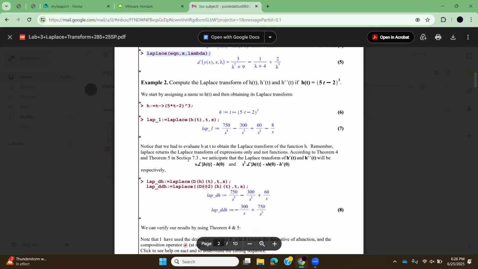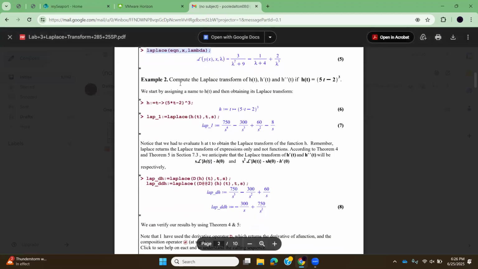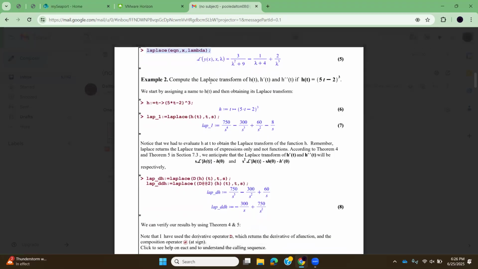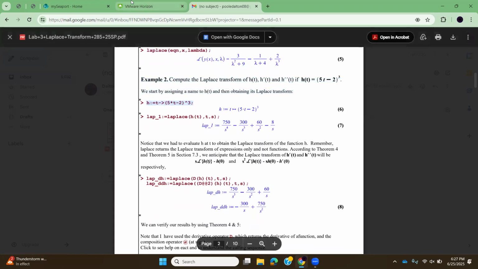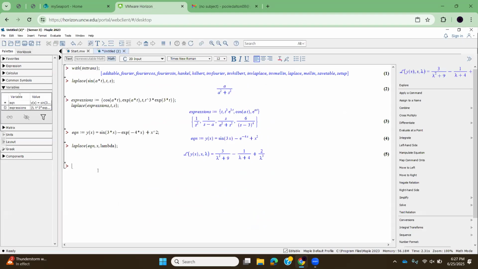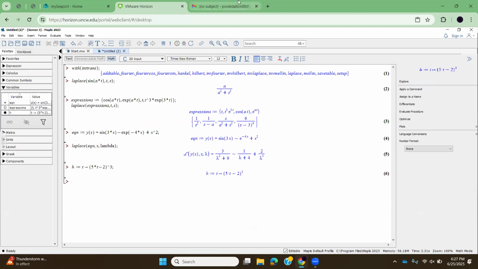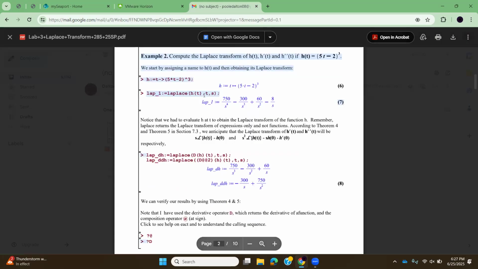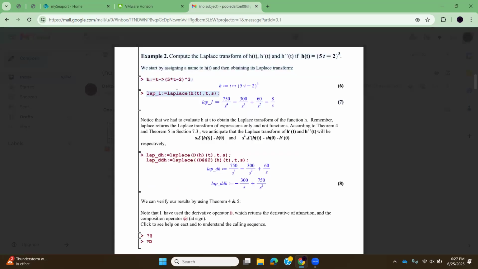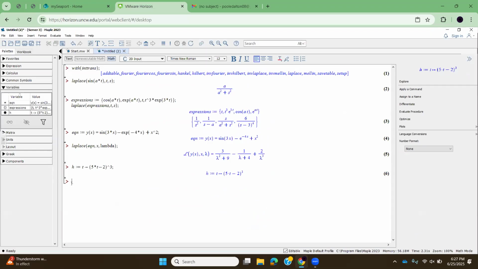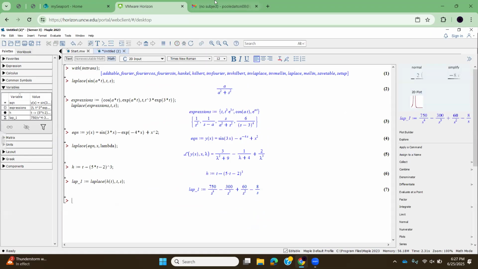And then again, we're gonna do that again, but we're gonna assign the function the name h, and then we're gonna take the Laplace of h with respect to t. These are just the same as what we were doing the last couple times, just using this idea of the Laplace command. But it seems that the Maple syntax is all the same or similar, works similarly.